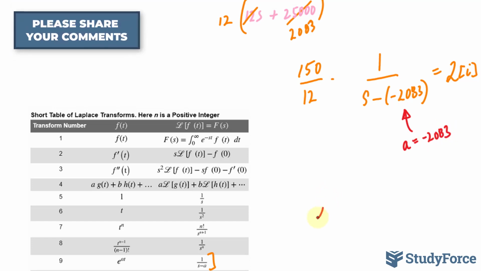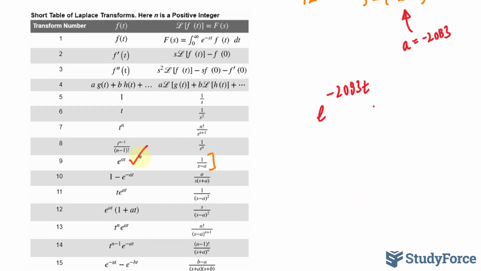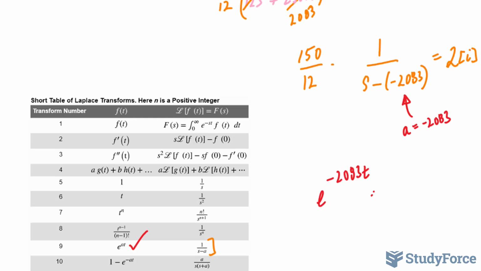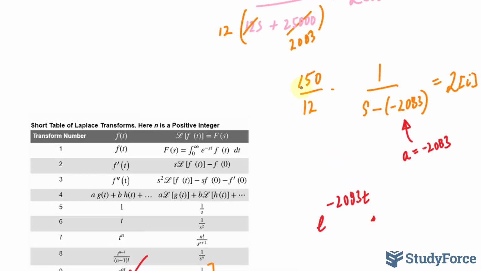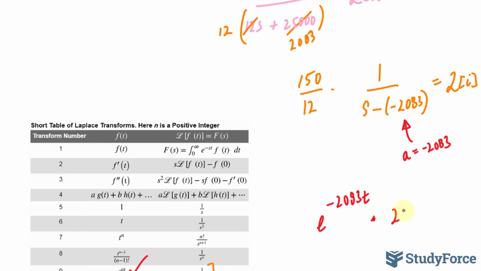And I can write it as e to the power of negative 2083 times t, because I'm trying to model that, multiplied by 150 divided by 12. 150 divided by 12 is equal to 25 over 2, or in other words, 12.5, is equal to my current.